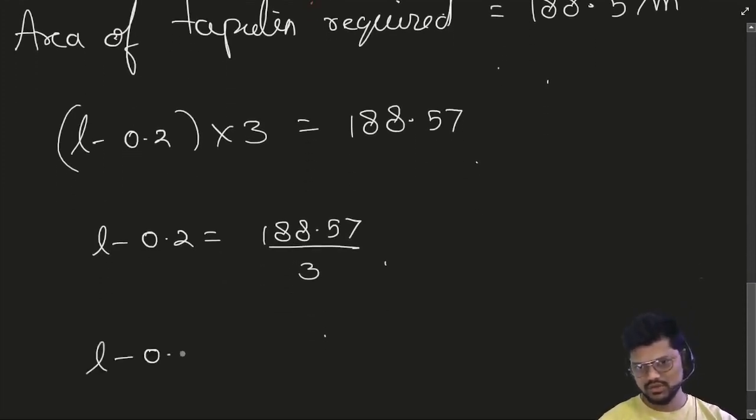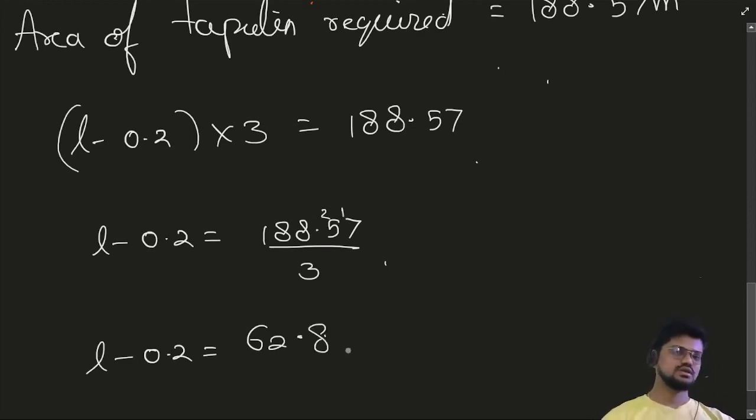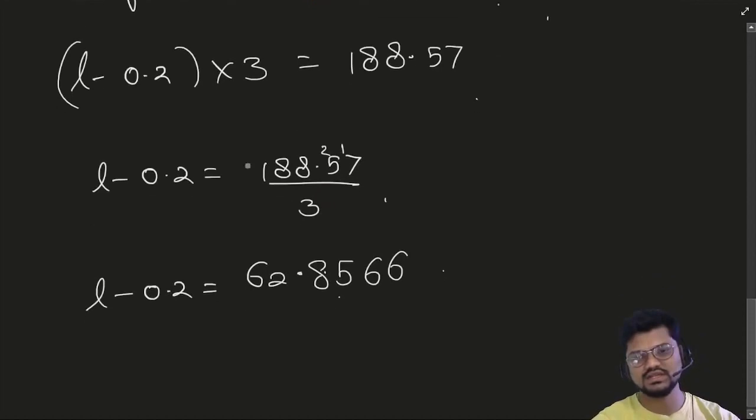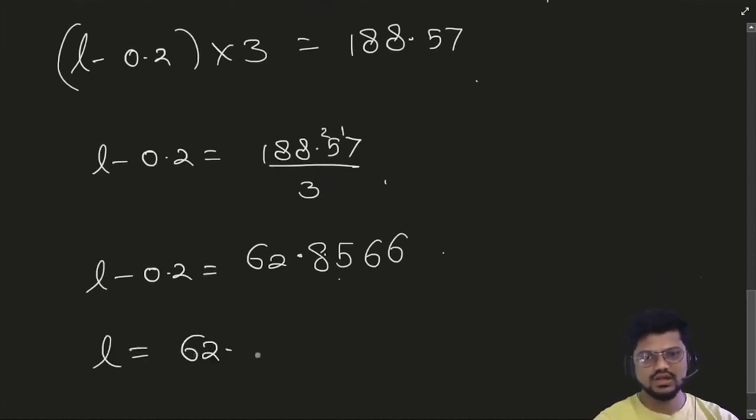So L minus 0.2 is equal to 3 6s are 18, 3 2s are 6, 3 8s are 24, 1 carry, 3 6s are 18, 3 5s are 15, 2 carry, 3 sevens are 21, 6 are 18 again, 20. So again 3 6s are 18. It will just continue. So 62.8566. So your L will be 62.8566 or 857 plus 0.2.